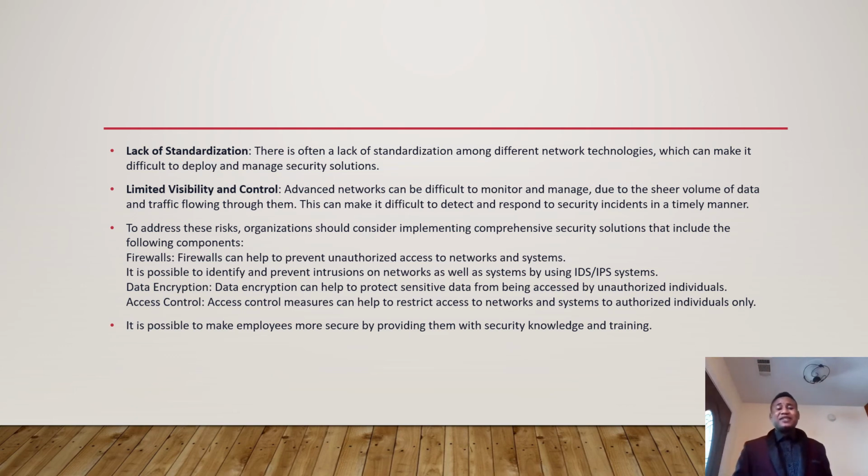To address this risk, organizations should consider implementing comprehensive security solutions that include the following components. Firewall. Firewall can help to prevent unauthorized access to network and system. It is possible to identify and prevent intrusion on network as well as system by using IDS, IPS system. Data encryption. Data encryption can help to protect sensitive data from being accessed by unauthorized individuals. Access control. Access control measure can help to restrict access to network and system to authorized individuals only.